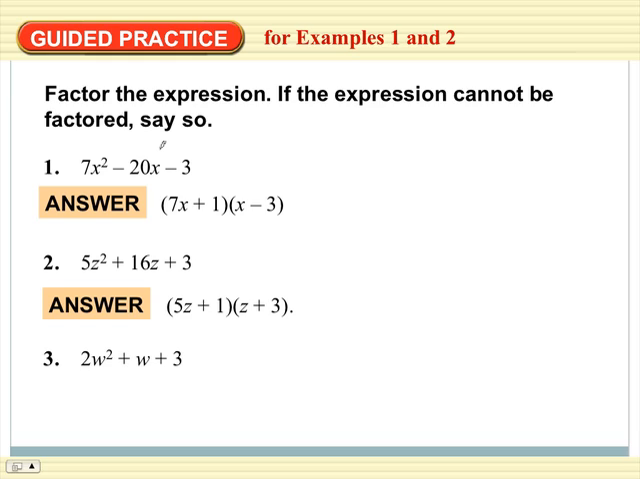Just do this one real quick. Do number 3. 2w squared plus w plus 3. This cannot be factored. There are no factors that multiply to get 2w squared plus w plus 3. So don't make it happen if it can't happen. Okay, sometimes it can't happen. Cannot be factored. Write that down if you haven't written it down. Okay, don't write no solution, please.